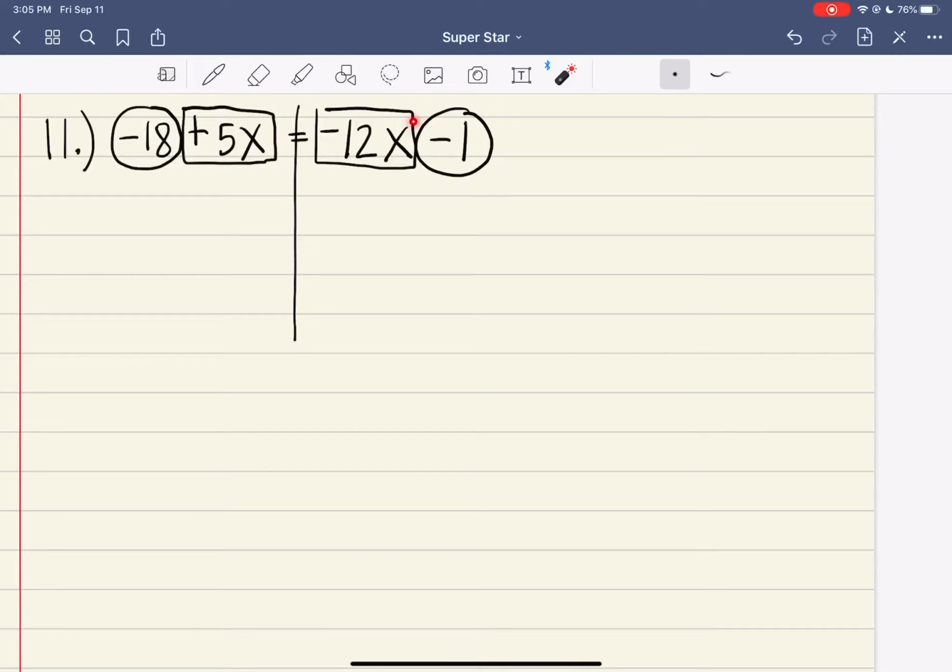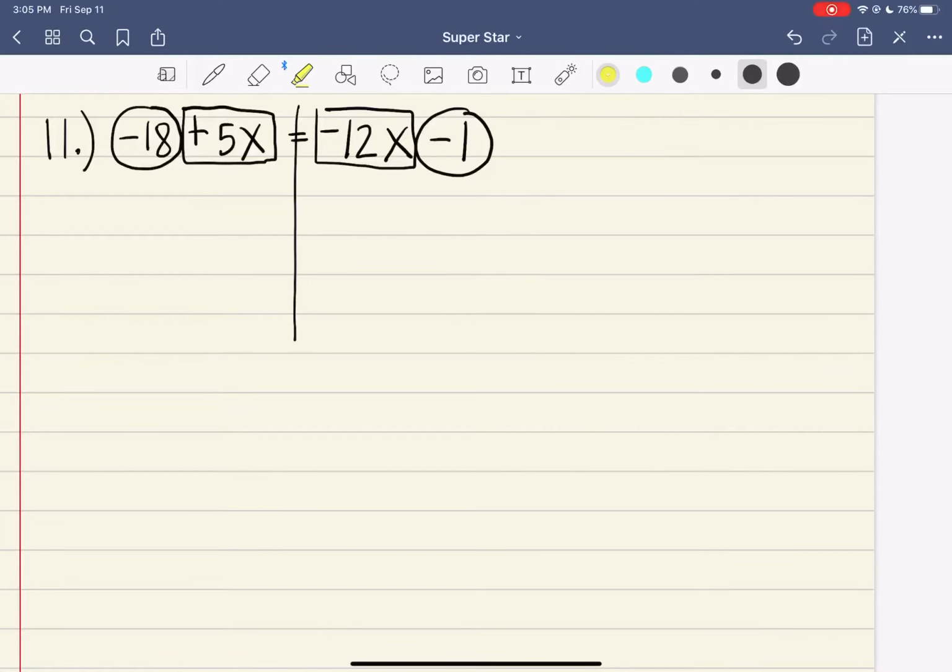We have a 5x and we have a negative 12x, and we're going to have to identify our least coefficient, and our least coefficient is going to be here, this negative 12, because negative 12 is smaller than 5. So as I add 12x to both sides to keep my equation balanced, this will become 0, and 5 plus 12 is 17x, and again we have our negative 18 over here, so we have to make sure to bring that down, and we still have our negative 1.